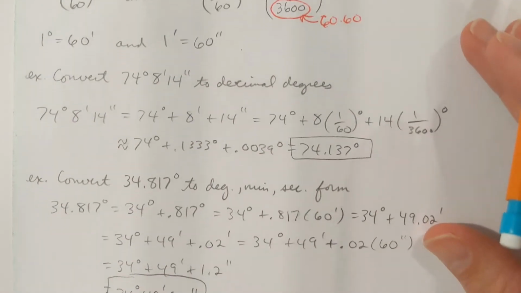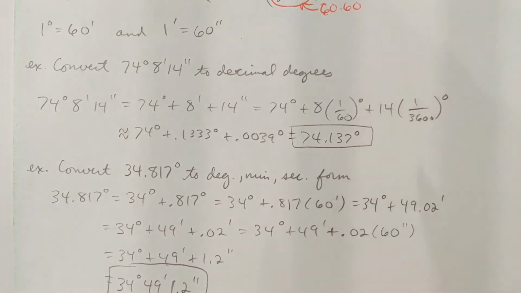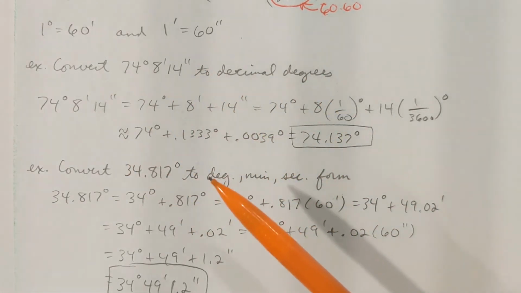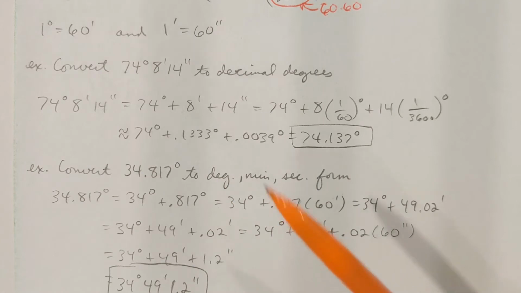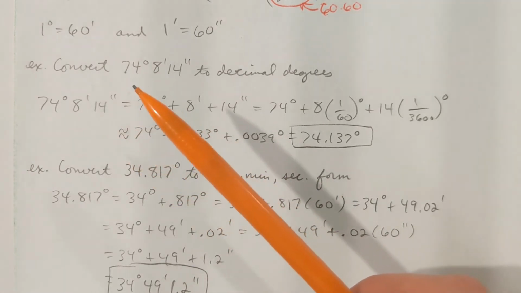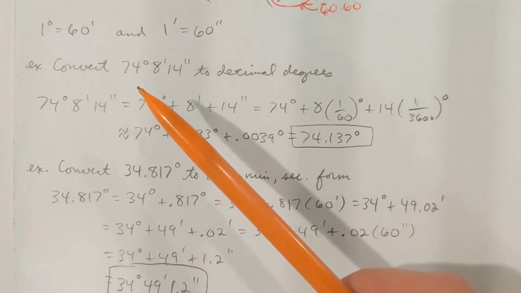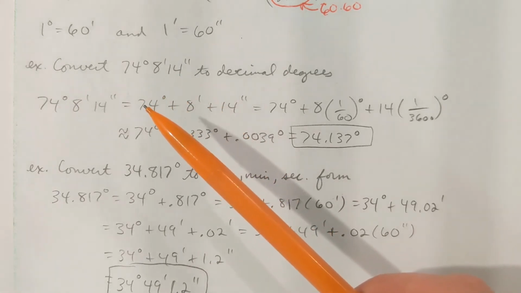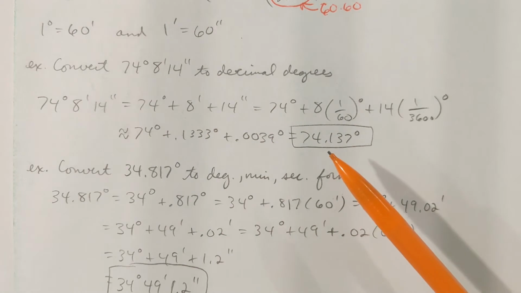So there's a couple of problems in this section where they'll want you to be converting things to degree decimal form or degree minute seconds form. So let's take a look at this example. We have an angle that is measuring 74 degrees, 8 minutes, and 14 seconds. Okay, what would that look like in degree decimal form?